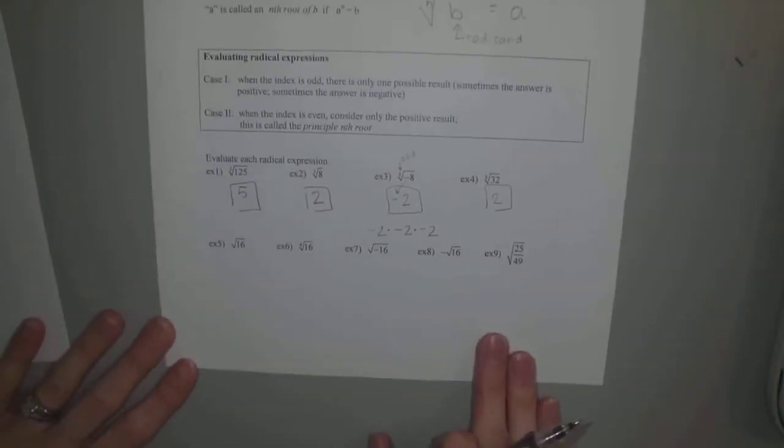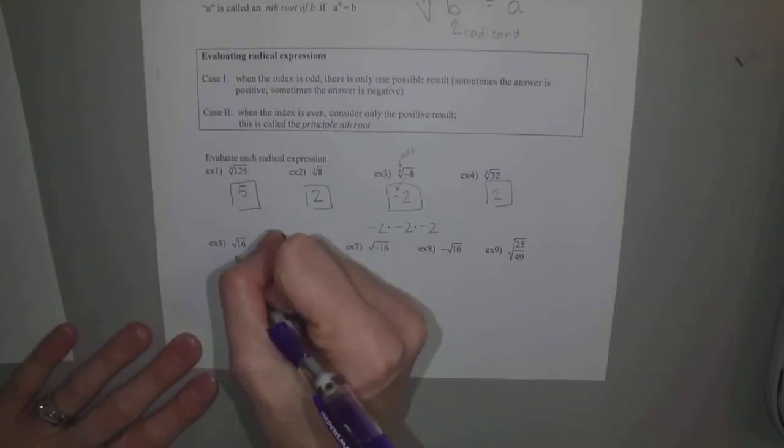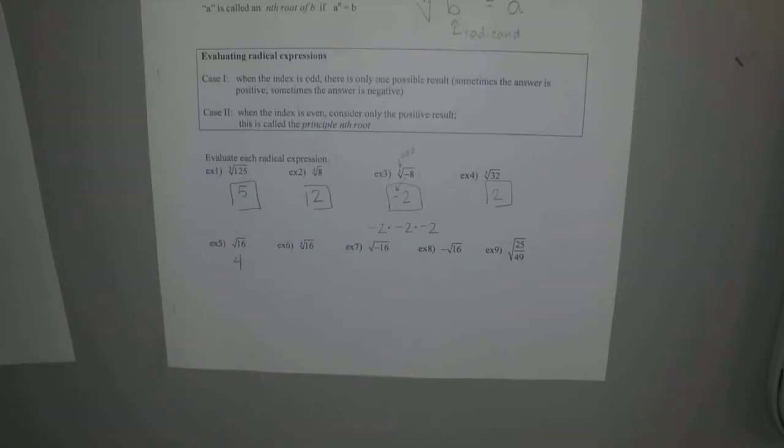What's the square root of 16? What number times itself gets you to 16? 4. And then this is kind of interesting. What number times itself 4 times gets you to 16? 2. And again, you could play with it. You could do 2 to the 4th, 3 to the 4th, see what you get to 16.